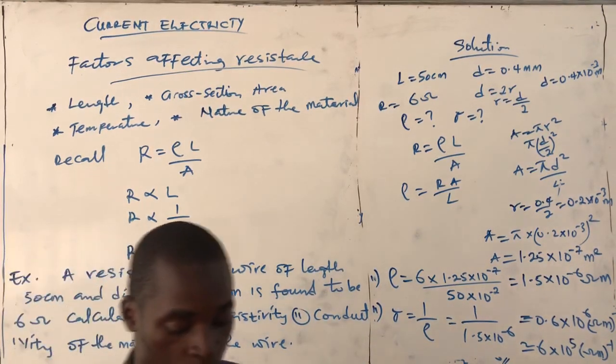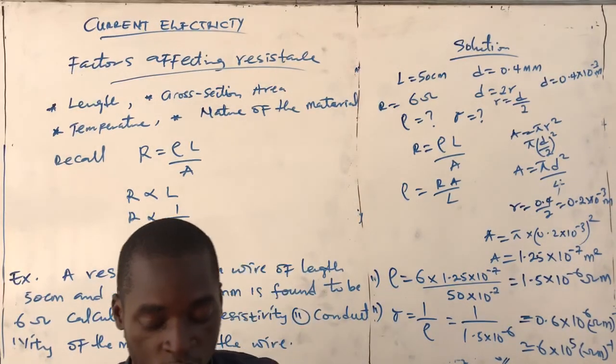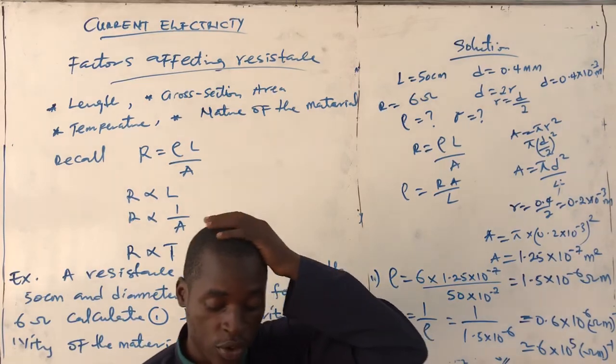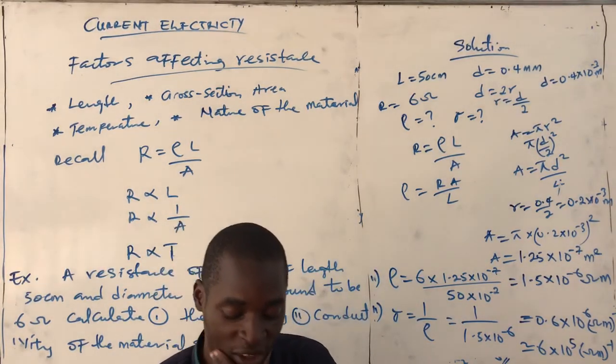In our next video, we are going to look at the effect of temperature on a substance, in which we are going to be dealing with the conductor, the insulator, and the electrolyte.